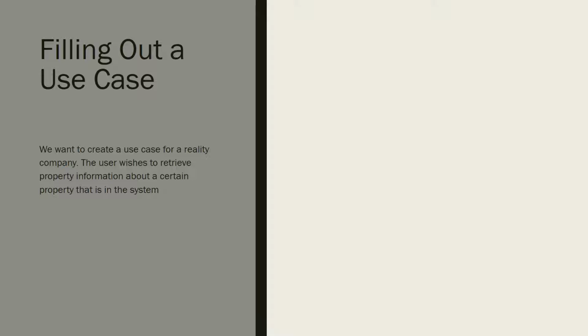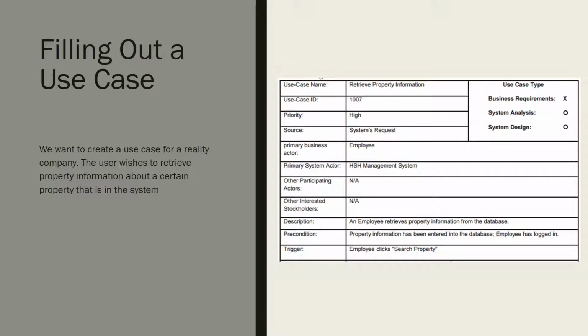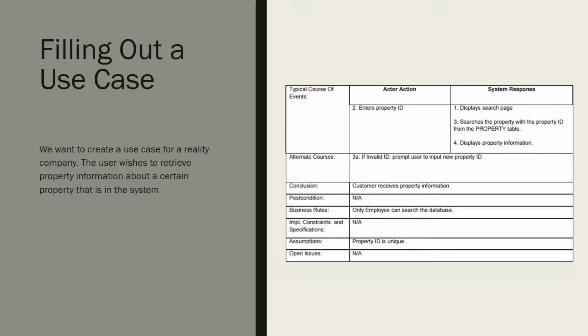So to begin, you can see that the use case narrative has been named. It is retrieve property information. Pretty simple, straightforward. It lets you know exactly what the process outline is. Next, the use case ID. So it IDs each use case so they can be identified. And also the priority. So since this is a realty company, retrieving property information is going to be a high priority for their system. So it's marked as high.